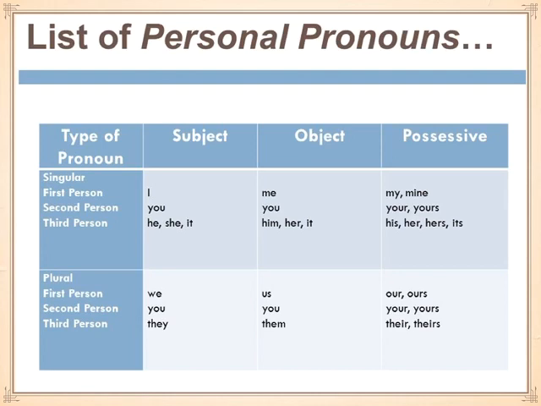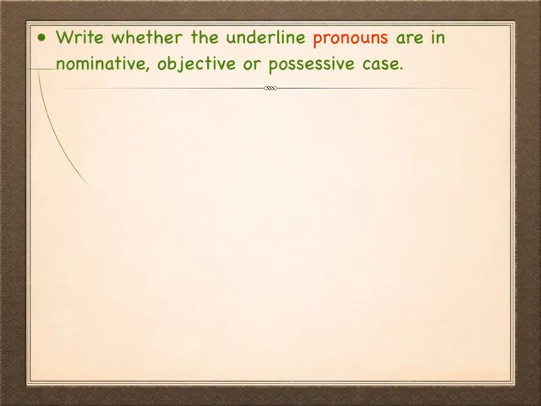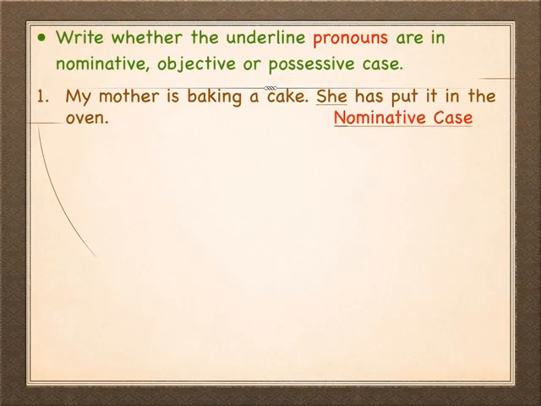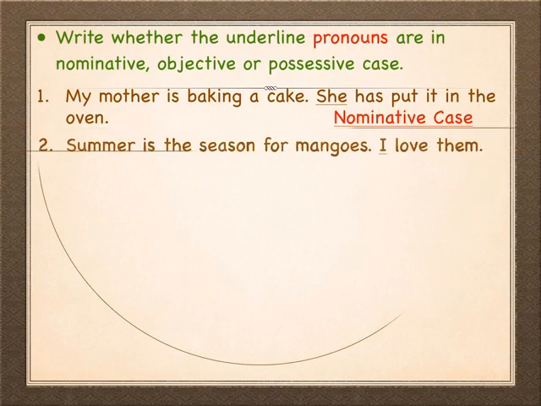So let's move on towards the exercise which I gave you in the previous video. Write whether the underlined pronouns are nominative, objective, or possessive case. So first one, my mother is baking a cake. She has put it in the oven. So over here, she is in the place of subject and so it is a nominative case.